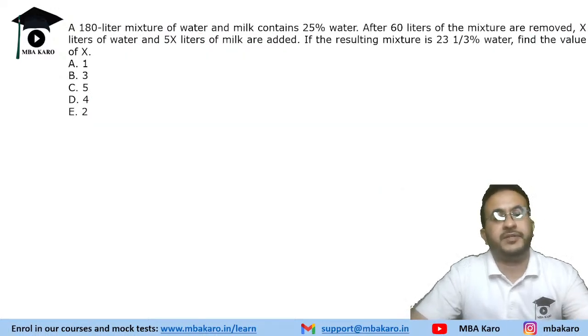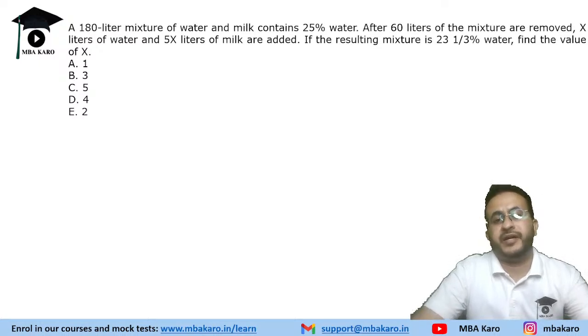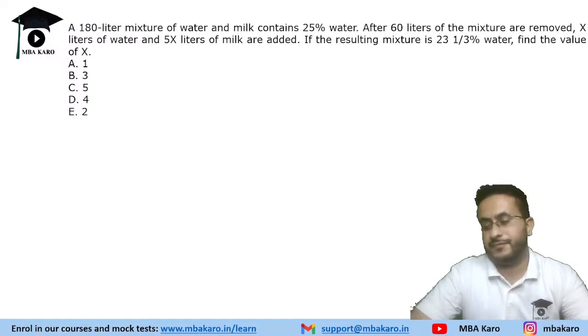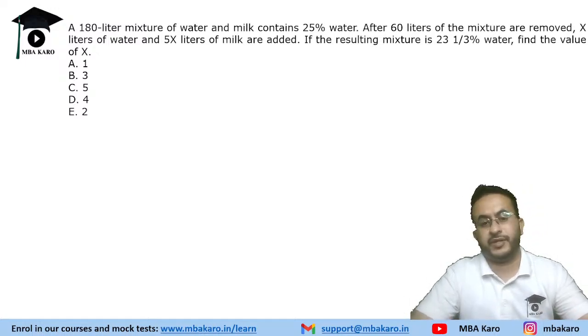A 180 liter mixture of water and milk contains 25% water. After 60 liters of the mixture are removed, x liters of water and 5x liters of milk are added. If the resulting mixture is 23 1/3% water, find the value of x. Again, we will see a simple way to solve this particular question.